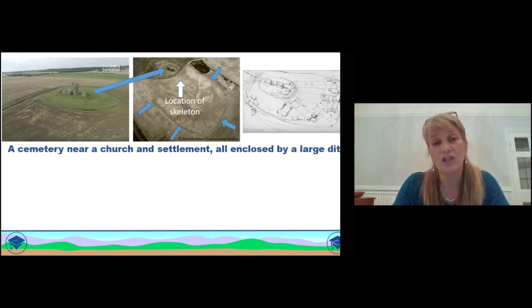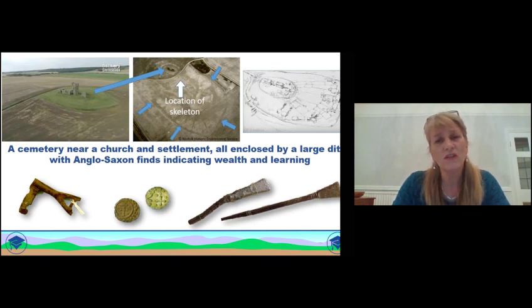The cemetery was near a church. You can see a photograph of this from the air. It's ruined now. And the church was near a settlement which was enclosed by a large bank and ditch. You can see that marked out with the blue arrows on the aerial photograph there. And there's a reconstruction drawing of what that would have looked like at the time. And we had a good idea of what that time was because of the finds that had come from metal detectorists working on the site before we got there, and from finds we made during the excavations.